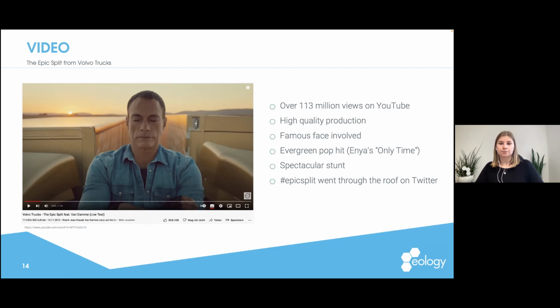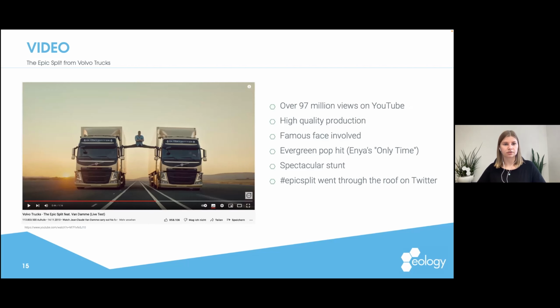The message of this video: the incredible stunt was made possible by the Volvo dynamic steering system. So it's a new type of steering system that gives the driver significantly more directional stability and precision. That makes the epic balancing act possible. Here's a picture where this epic split is shown, and it's just amazing how they made the video, the sunset, the music, it all just fits together. You can see it in the views, a really successful video, a pretty successful campaign.